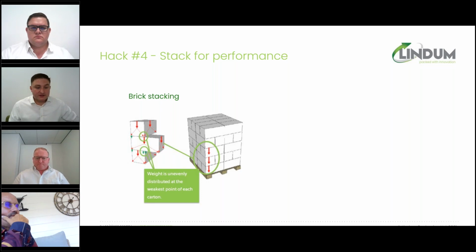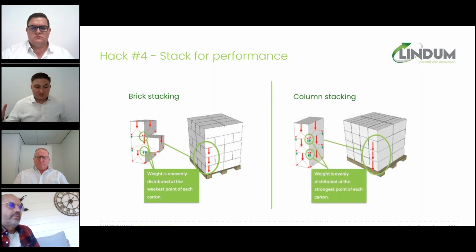However, what we find is that when you brick stack, the weight of the pallet is actually distributed onto the weakest point of the carton below, which means that the overall stack is less stable. On the other side, if you go to column stacking, so where everything's stacked in columns, the weight distribution of each carton is spread directly onto the strongest point of each carton below it, improving the stack performance by 25 to 30%.